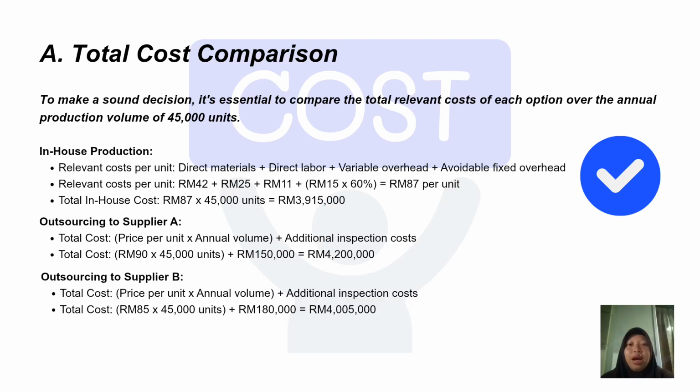Outsourcing to supplier A would cost 4,200,000. Outsourcing to supplier B would cost 4,005,000 ringgit.